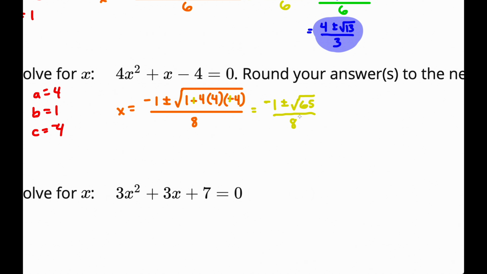And it says round your answer to the nearest hundredth. So again, 2 decimal places. So what I'm going to do is throw this in my calculator. I'm going to do the plus version and the minus version. I'll do the plus version first. And you get 0.88 with the plus version. Okay, if you do the minus version, you get negative 1.13 as the answer. So those are the two answers for that problem.